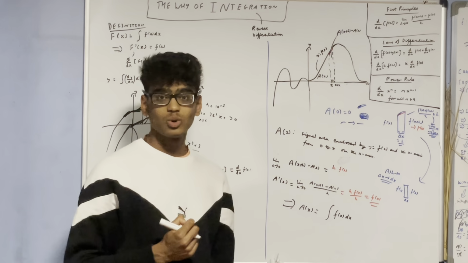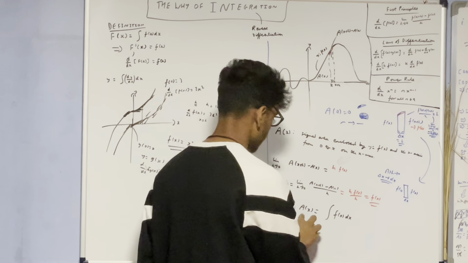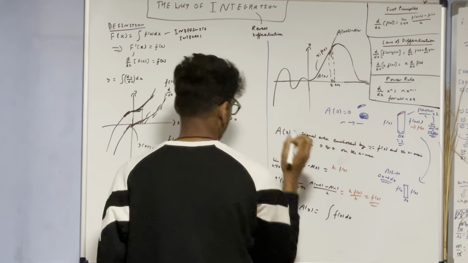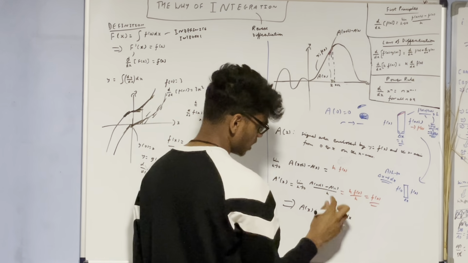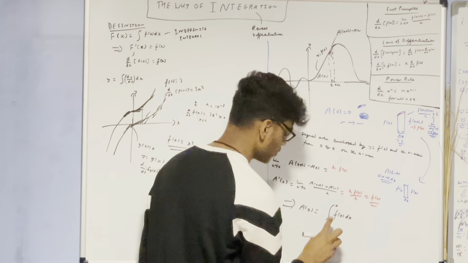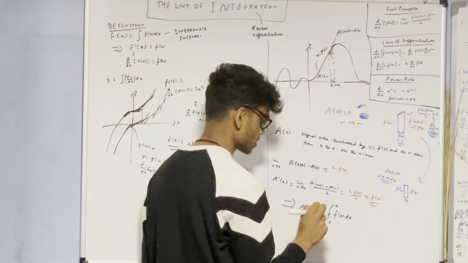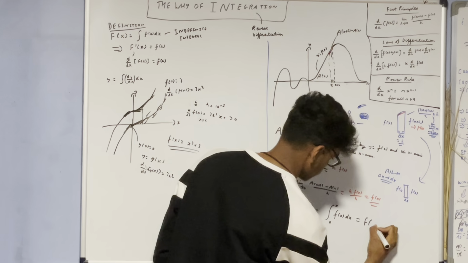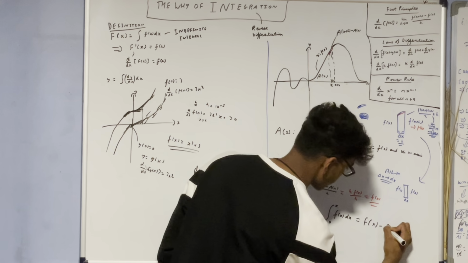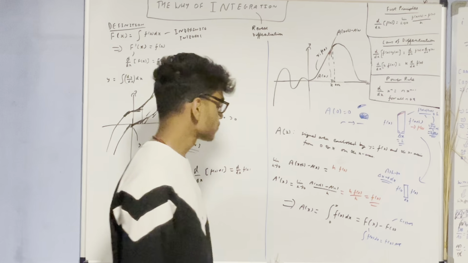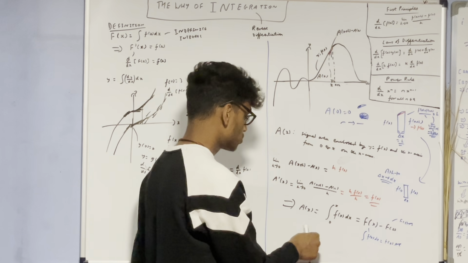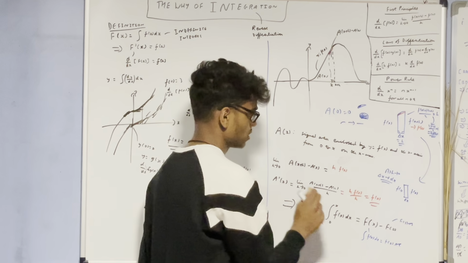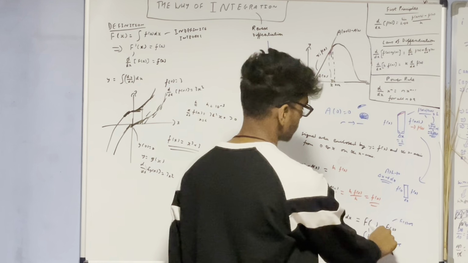And to be even more specific, I could just say that A of x is equal to a definite integral rather than this indefinite integral here. A of x is equal to the integral from 0 to x of f of x with respect to dx. And this is equal to capital F of x minus capital F of 0.